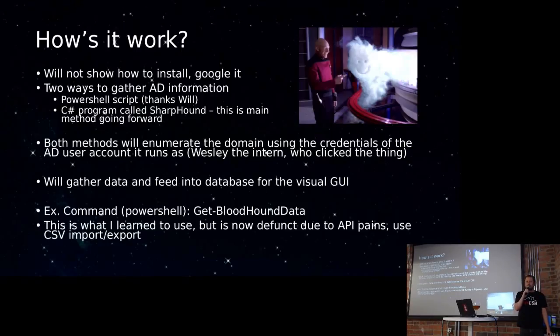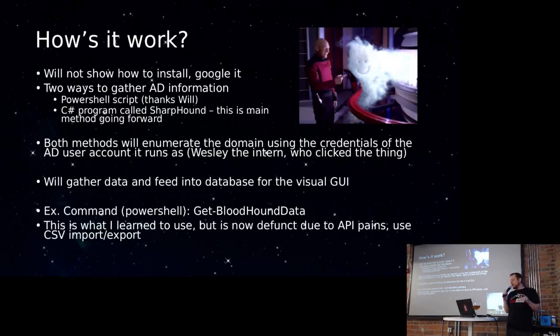Sharphound is going to be their main method for Active Directory enumeration going forward, but the PowerShell script still does work. I personally like the PowerShell script because chances are it'll be running on the client computers in the domain. The C# program is a separate program that you may have to help bring in, and it could be detected. But both methods will enumerate the domain, and it will use the Active Directory credentials you are logged in as. So, if Wesley clicked on the thing, and now you're him, or you're a pen tester, and they just gave you credentials, that's what it'll enumerate as.